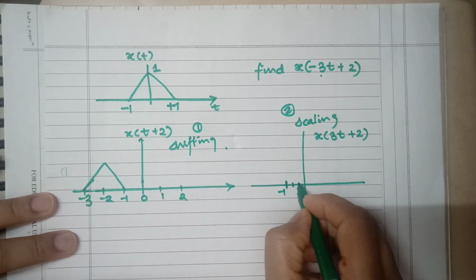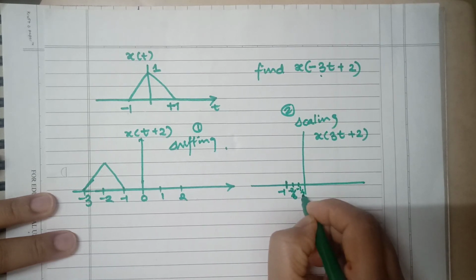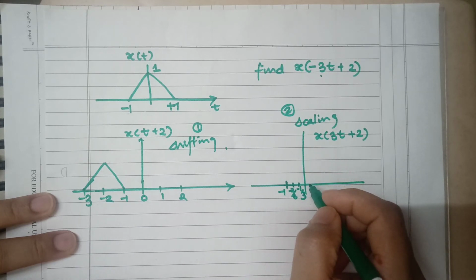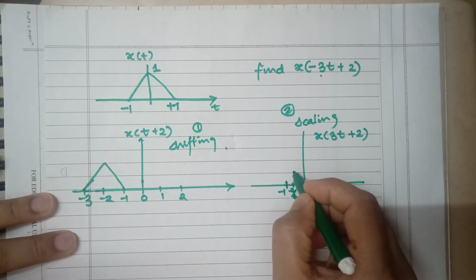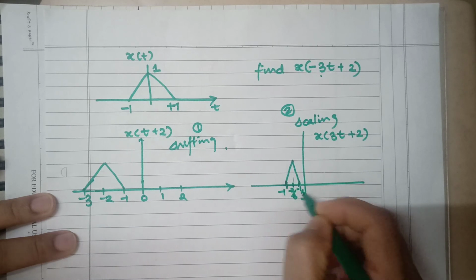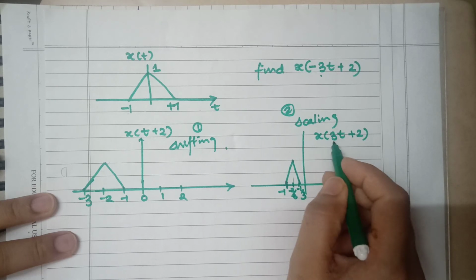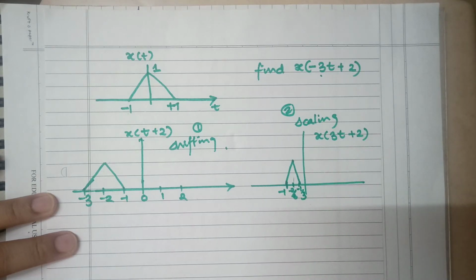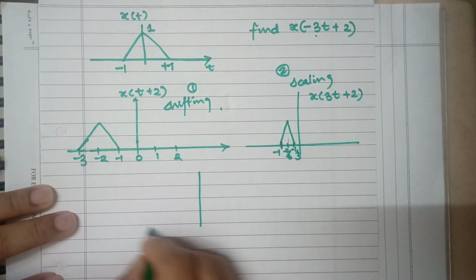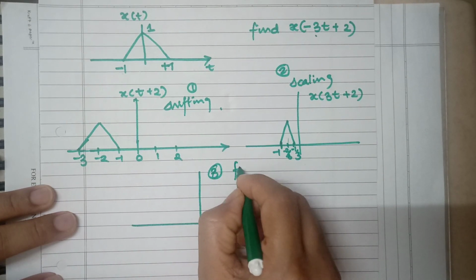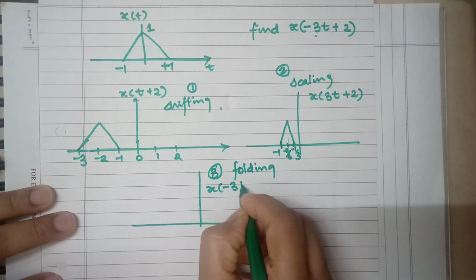Okay, so here I'll divide this into 3 parts. So this is minus 2 by 3, minus 1 by 3. Okay, so minus 1 by 3 to minus 1, and the top of this is at 2 by 3, minus 2 by 3. So this is your signal x of 3t plus 2. Now we'll perform the final operation, that is folding. Third we perform folding. Now this signal is x of minus 3t plus 2.